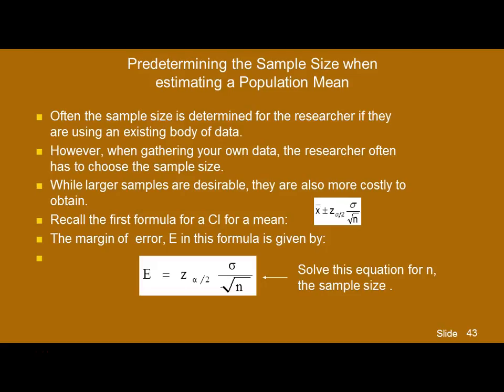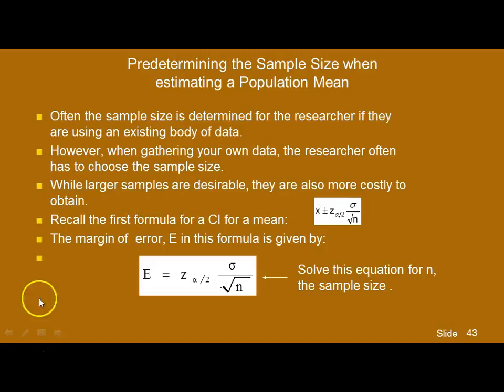Let's go back to our first confidence interval for mean. Suppose your ultimate goal is to estimate the mean of a population. Remember, our first formula was this one right here, x bar plus or minus z sigma over the square root of n. Remember, everything to the right of the plus or minus is what we call the margin of error. So the margin of error, which I'm going to call E now, is equal to z sigma over the square root of n.